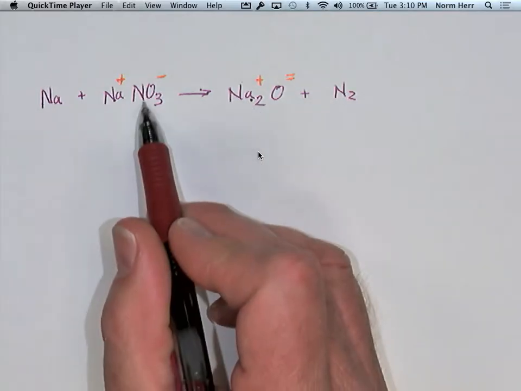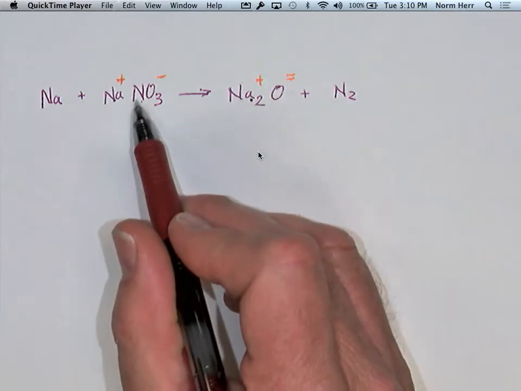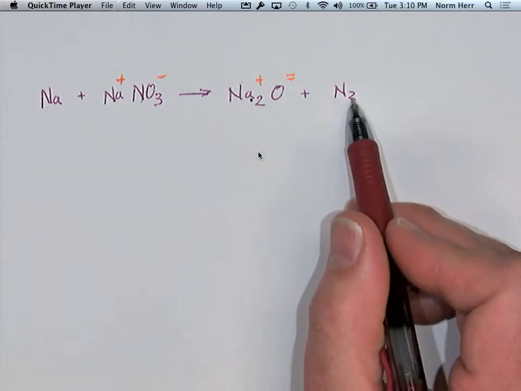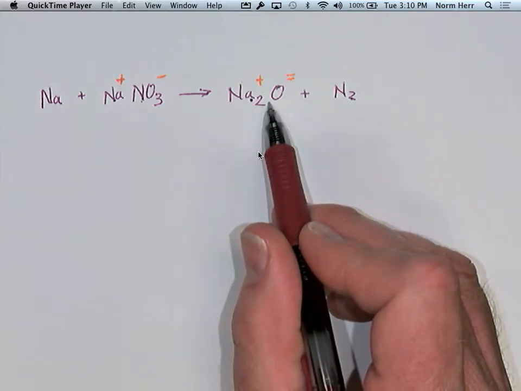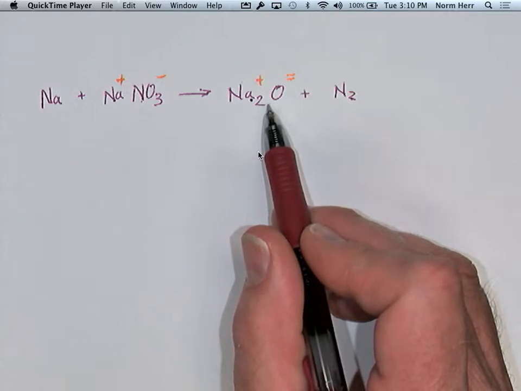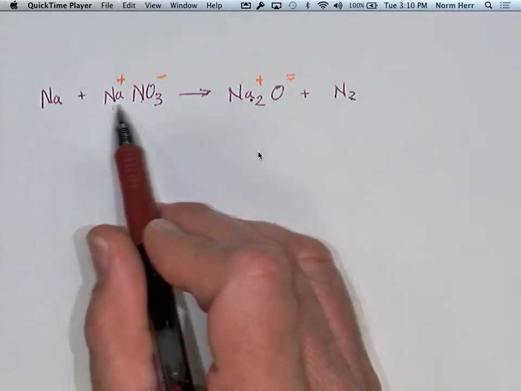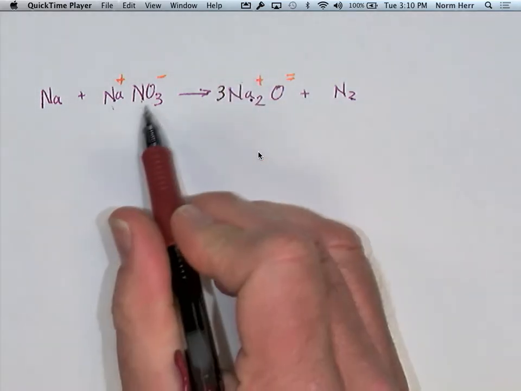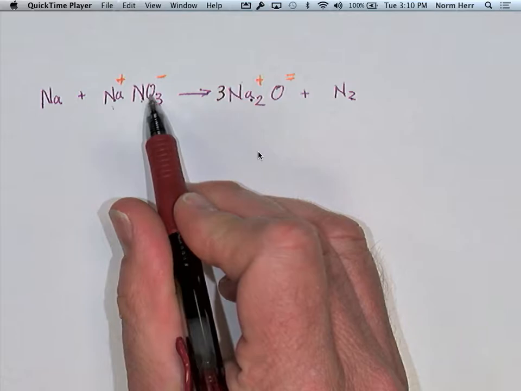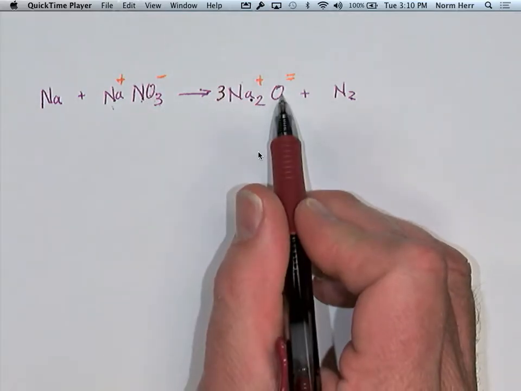We could choose either nitrogen, because nitrogen is found only in the nitrate, and over here as elemental nitrogen, or we could choose the oxygen. In this case, we're going to choose the oxygen. There are 3 oxygens here, so that means we have to put a 3 here, with 3 oxygens on the left equal 3 oxygens on the right.